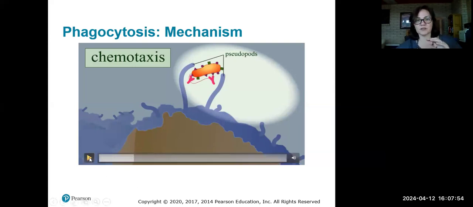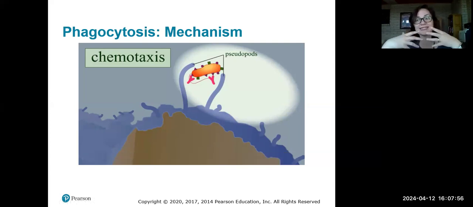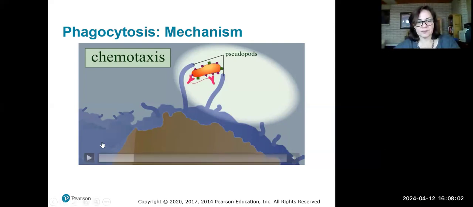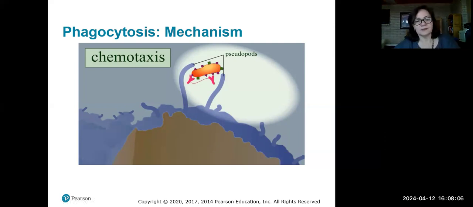Okay, don't worry about too much of the details of that. I just want you to know that these cells can actually change shape and they can move in the direction of particular chemical signals. Again, think sniffing dog going after prey.